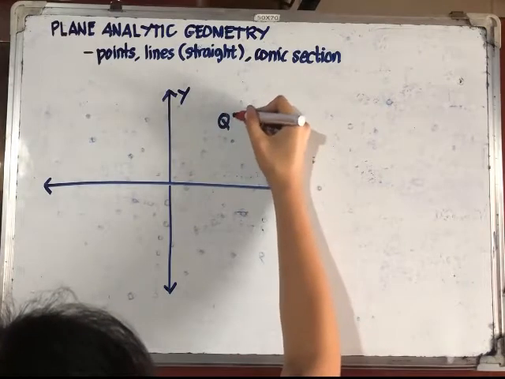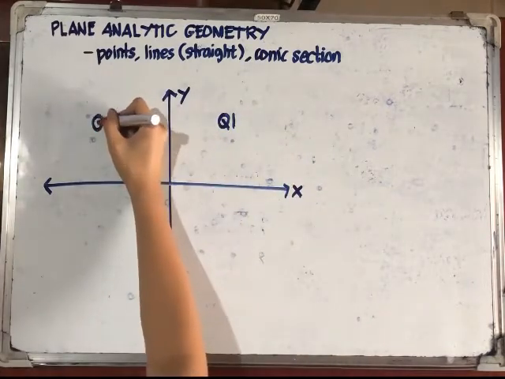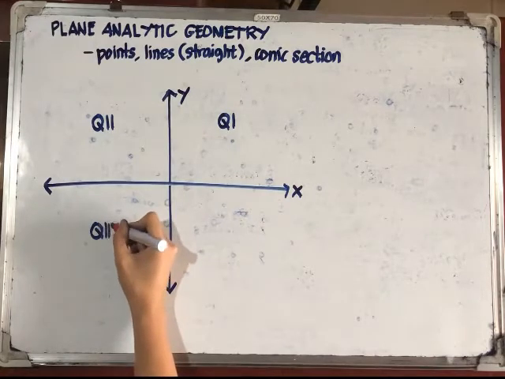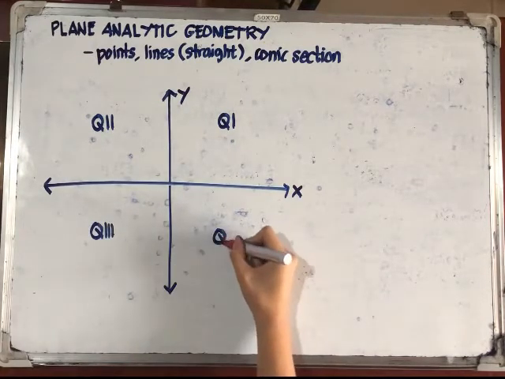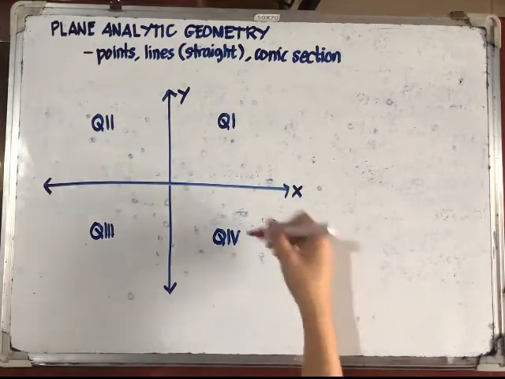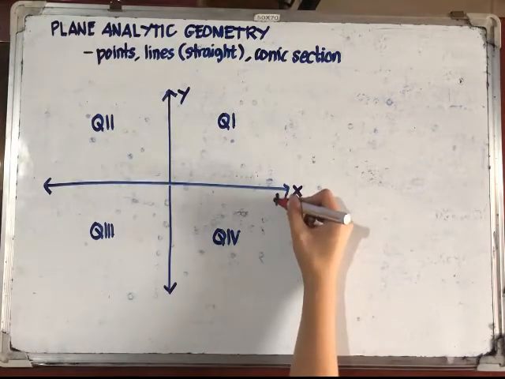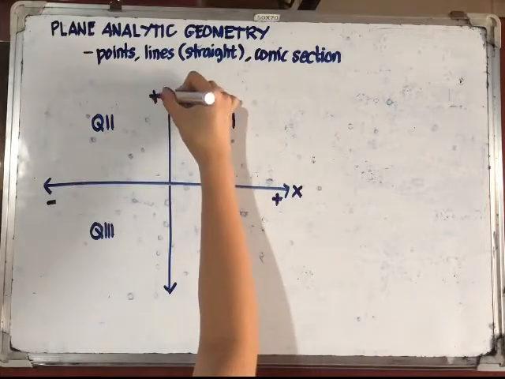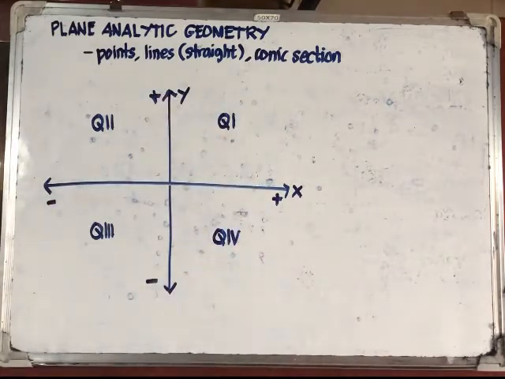We call this our quadrant 1. This is our quadrant 2, quadrant 3, and you have your quadrant 4 here. And this is your positive x-axis. This one is your negative x-axis, the positive y-axis, and the negative y-axis down here below.